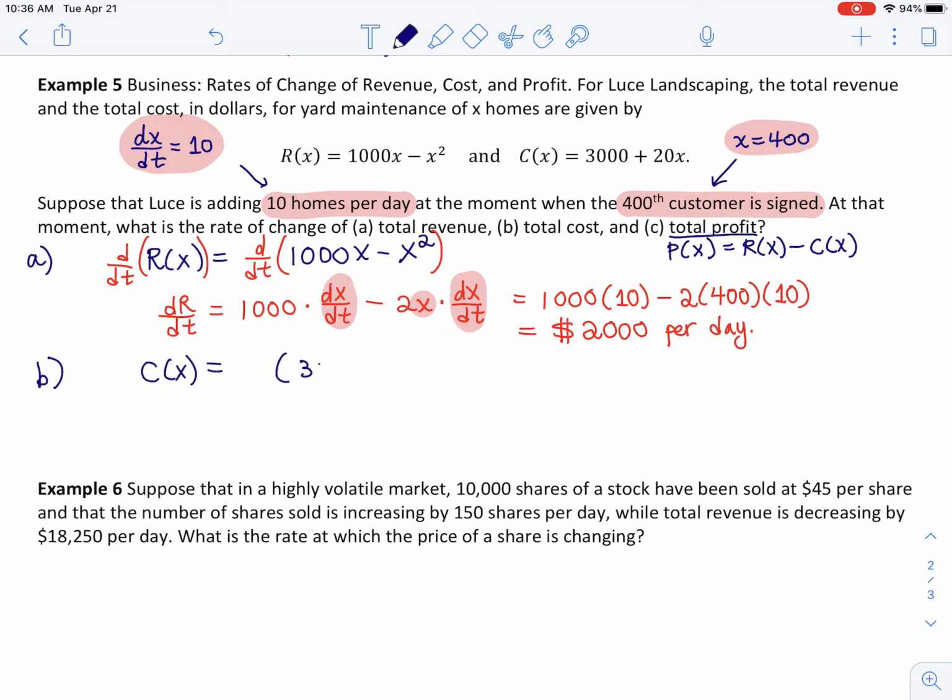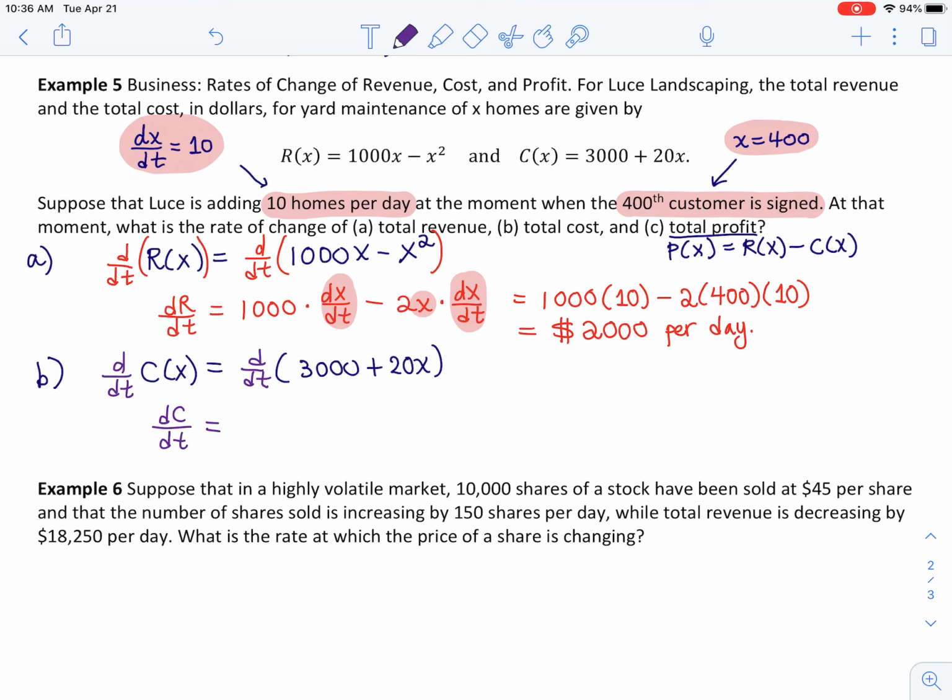Let's go ahead and go over to the total cost. B. Total cost function is C of x. I wish I had more room in this. 3,000 plus 20x. And you know what we are about to do. We're going to take d/dt of both sides.